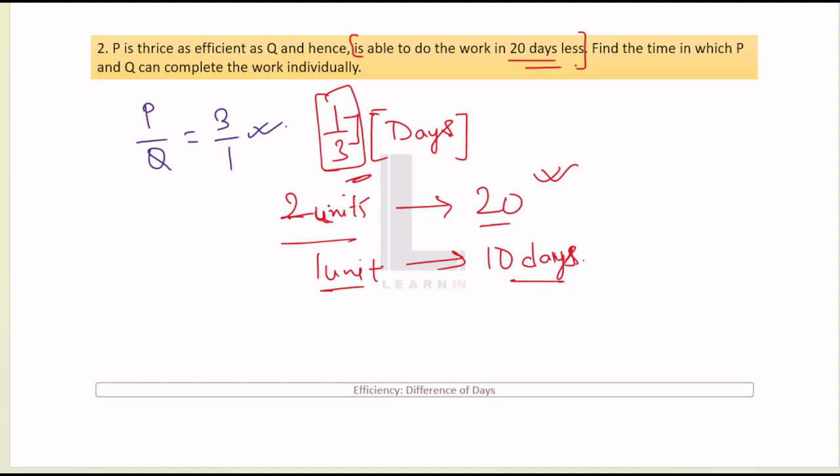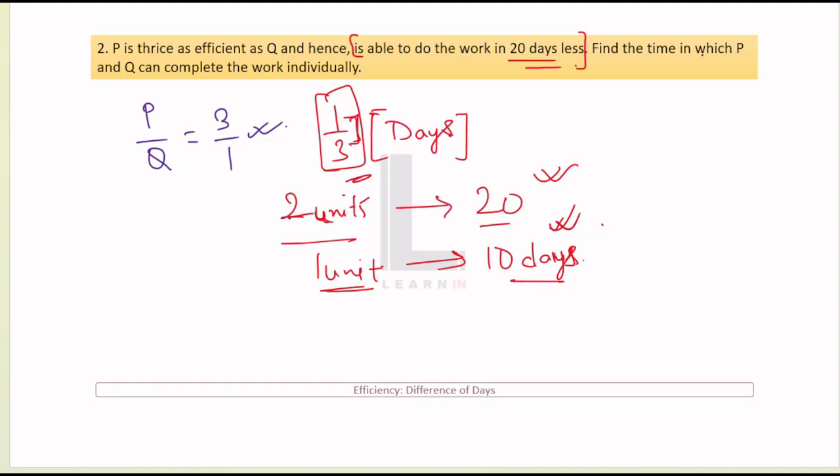Otherwise, we could have taken this as the number of days. So we have known that 3 times days would be taken by Q and P would be taking 1 day. So you could have taken the difference. I hope you understand this, right? You could have taken the difference, 2 units and 1 unit has been given. So 1 unit is 10 days. Fine. Now we have found that 1 unit of days is 10 days, right?